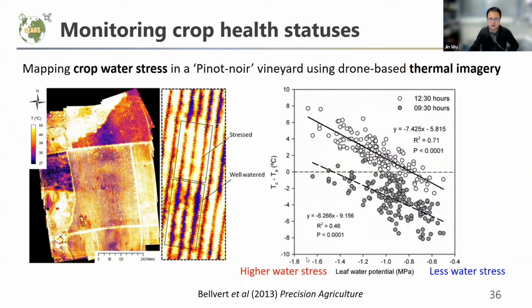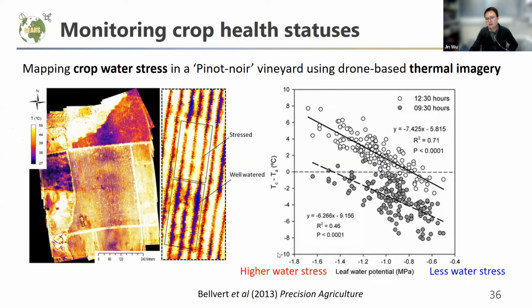That means higher water stress. So then, if you now see the trend, no matter if it's 9:30 in the morning or 12:30 in the afternoon, you can tell that under less water stress conditions, higher plant transpiration can cool the canopy temperature, right? It can even lead to negative values.